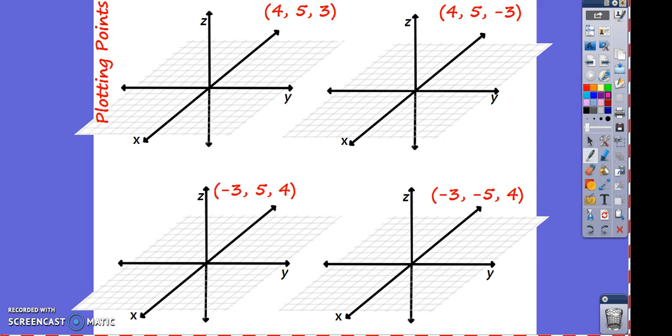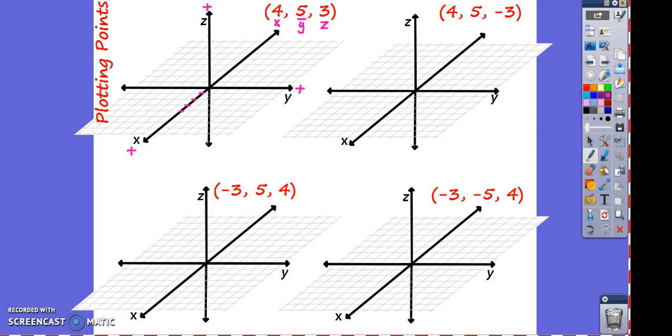So we're going to try to plot the point X, Y, Z, 4, 5, 3. Remember, positive X comes out of the board, positive Y goes to the right, and positive Z goes up. So when we plot 4, 5, 3, here's what I'm looking for. We're going to come out on our ticks and we're going to go 1, 2, 3, 4. This is the point right here where X equals 4.